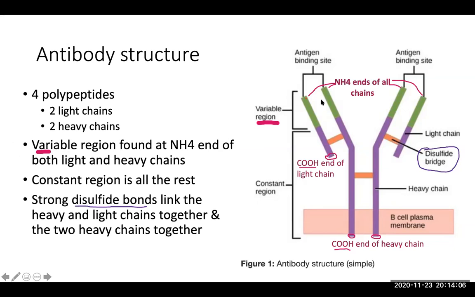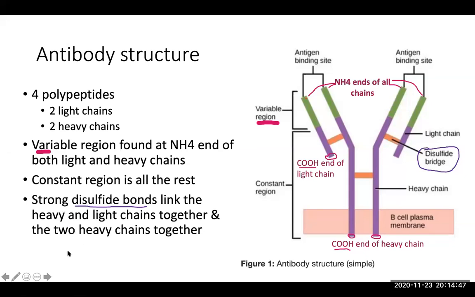The variable region is found at this end. This end is called the NH4 end, because remember, this is an amino acid sequence, and amino acids have an NH4 end and a COOH end, right? So COOH is found at the other end. And for the heavy chain, that's way down here. For the light chain, it's going to be at the end of the light chain, okay? And then all of the NH4s are at the top, which are at the variable region, okay? Constant region is the whole rest of the antibody, which never changes. All of your antibodies will be identical for all the purple spots, okay?